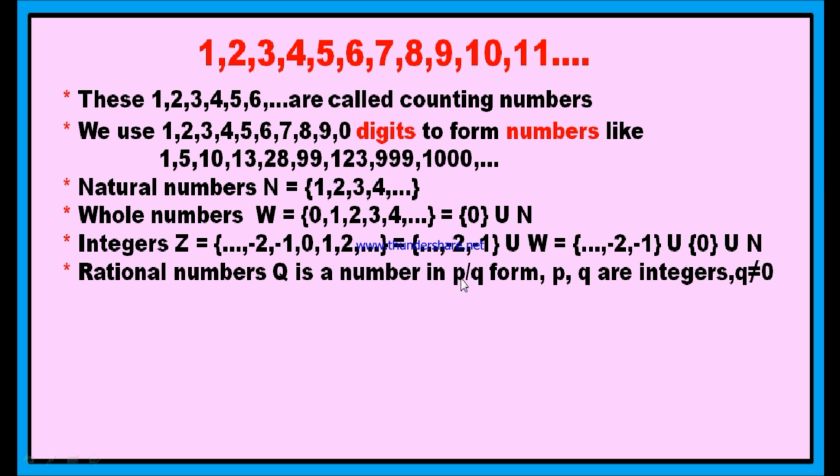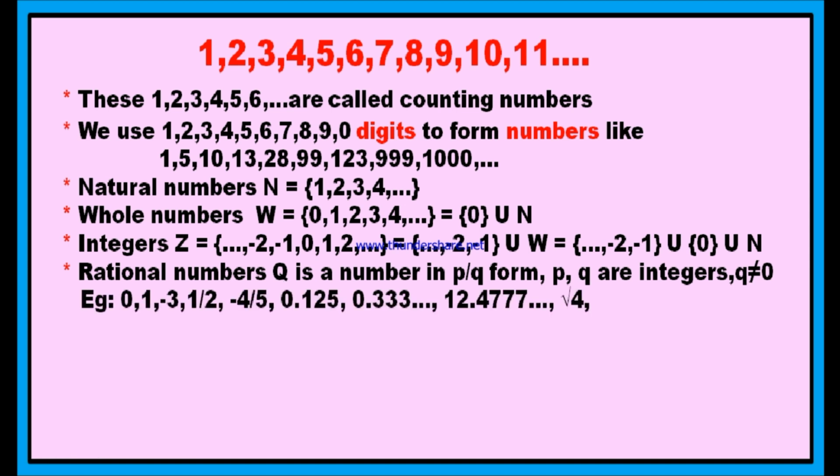A rational number is a number in fraction form, p by q, numerator by denominator, where both numerator and denominator should be integers, and q should not be 0. The denominator should not be 0. Such types of numbers are called rational numbers, and they are represented by the letter Q. Q stands for quotient. Every natural number is a rational number, every whole number is a rational number, every integer is a rational number. Therefore 0, 1, minus 3, 1 by 2, minus 4 by 5, and all these are rational numbers.